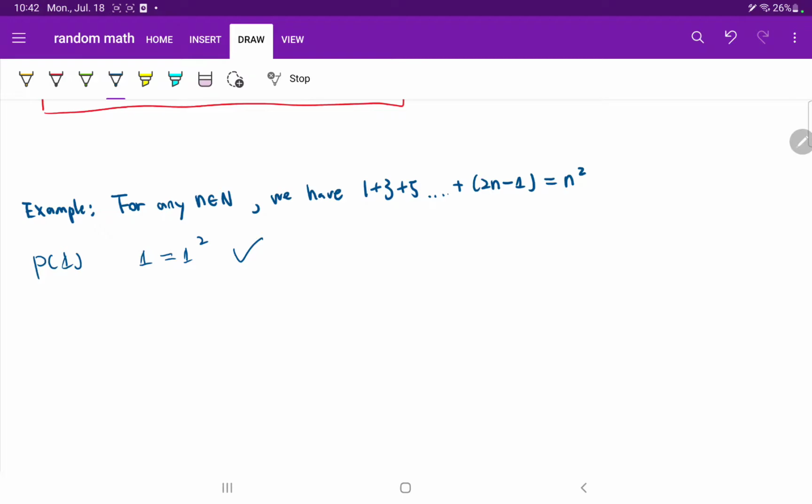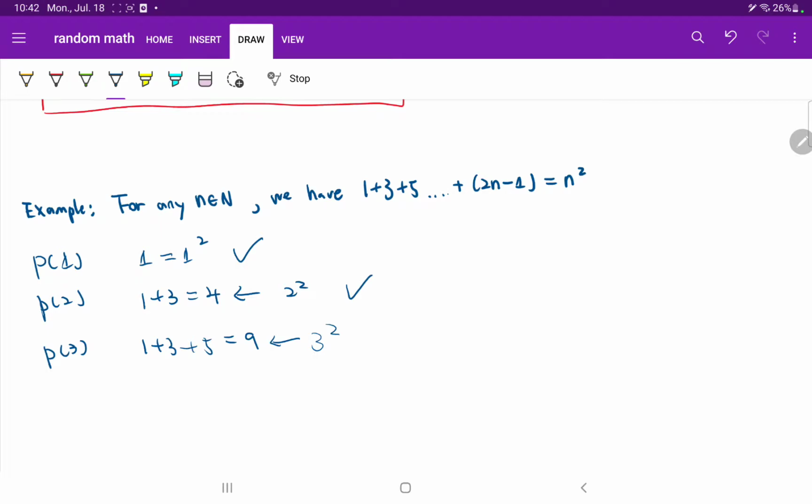And we can also see P2. What does P2 look like? Well, P2 looks like 1 plus 3 is equal to 4, and 4 is 2 squared. This is met. Makes sense, right? What about P3? 1 plus 3 plus 5 is equal to 9, which is essentially 3 squared, right? We can just go on to prove P4, P5, P6, and keep writing it like this.